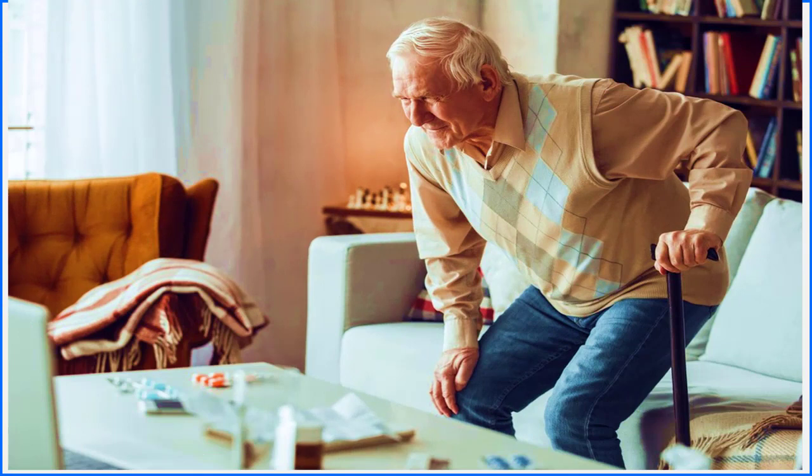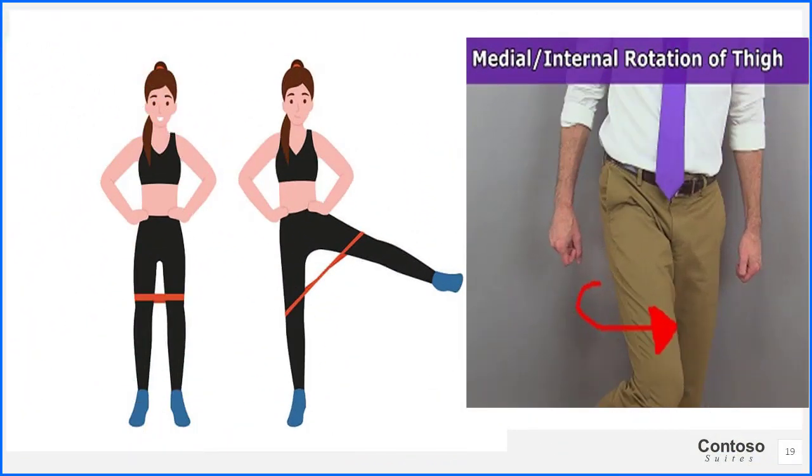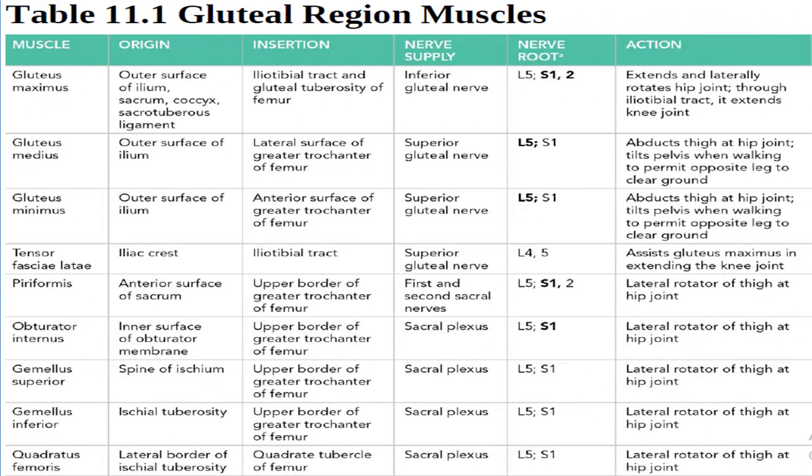When I talk about the medius and the minimus, they are abductors and medial rotators of the thigh at the hip joint. So we have seen maximus, medius, and minimus are acting at the hip joint, but in different ways. The maximus is extending and laterally rotating the hip joint, while medius and minimus are abductors and medial rotators. Because they are abductors and medial rotators, they help us in walking as well.